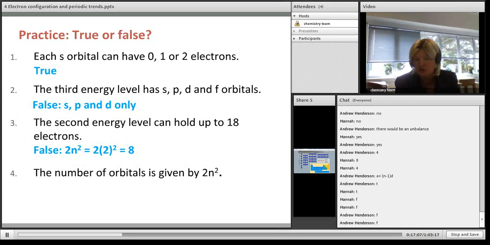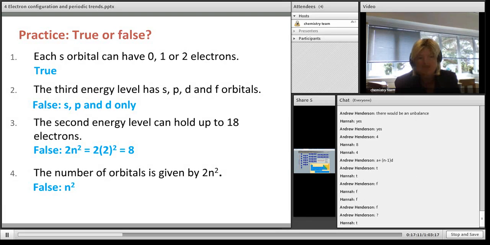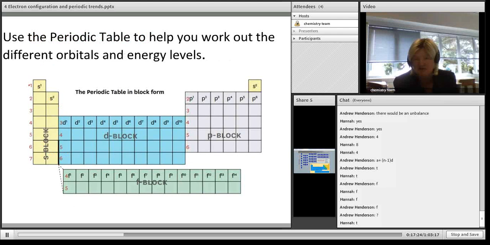False or true? Type in. Okay, it's false. It's false because the number of electrons is given by 2n squared, but the number of orbitals is n squared. I know that this can be confusing between the two.